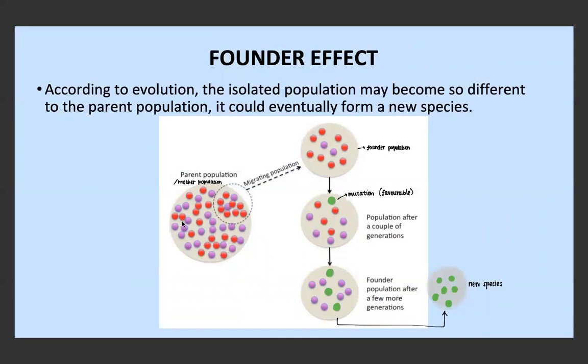Now, the original population or the parent population doesn't have any green dots, whereas this new population has only green dots. Now they are unable to interbreed because they're new species. Some are the green species, some are the red and purple species, and they're reproductively isolated.